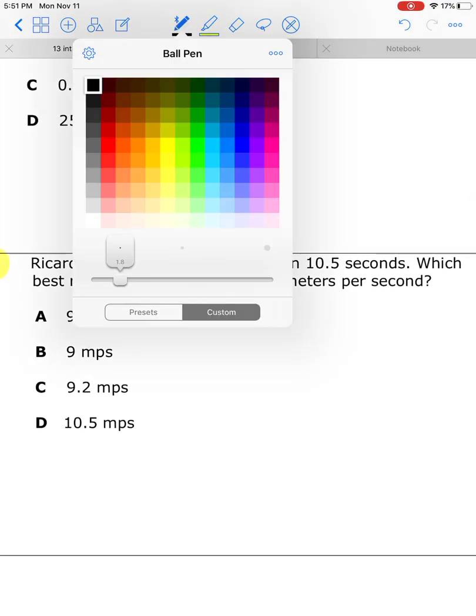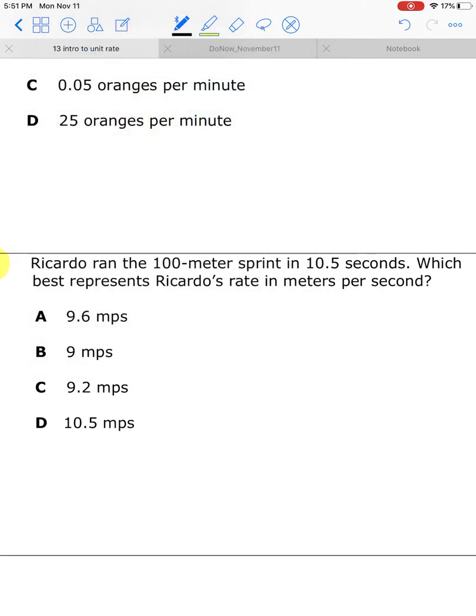So first of all, let's read the question. We have, Ricardo ran the 100-meter sprint in 10.5 seconds. So he ran 100 meters in 10.5 seconds. Which best represents, this is going to be very important to finding the answer. Best represents is basically asking you to give it the estimate. To give it an estimate for what it is that you're doing. Ricardo's rate in meters per second.